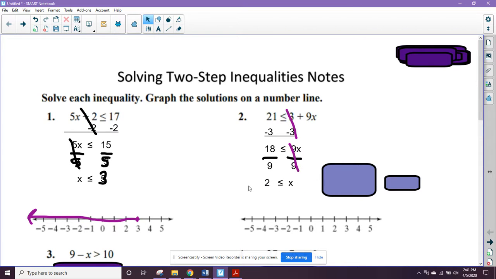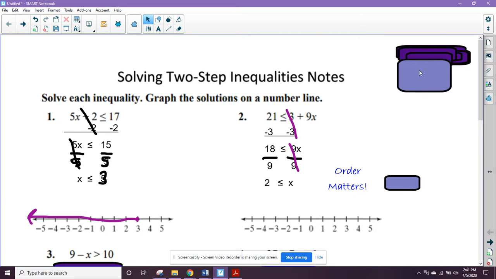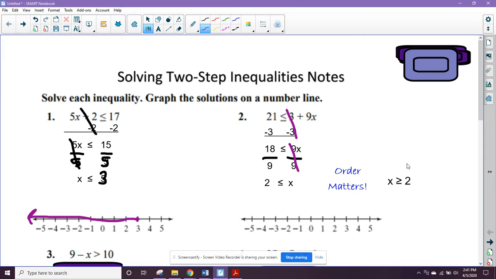Here we have to remember that order matters. We cannot have our x on the right-hand side; it has to be on the left. So we have to reverse this. Our true inequality that we have to graph is x is greater than or equal to 2. So we're going to start at 2. It's going to be a closed circle at 2. And then we are graphing to the right.